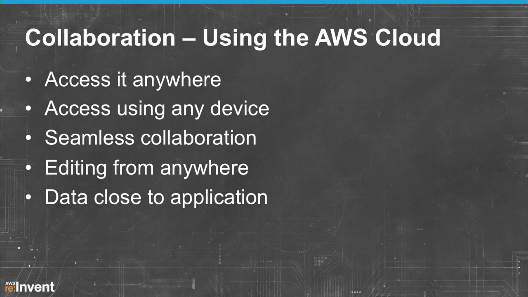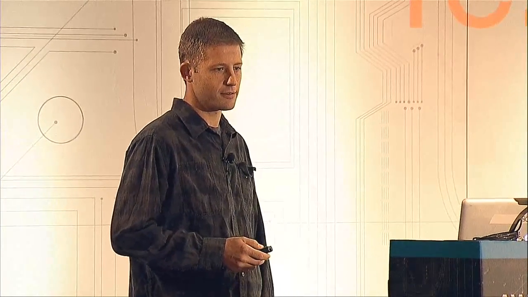This is one more reflection on the advantages of using the AWS cloud for the Autodesk 360 solution. You can access your data anywhere, in the field, in the ditches, underground, on mobile devices, any of the offices you're going to. You can use any device and do seamless collaboration on the data, because the data is sitting in one location. And you can do editing from anywhere. And this is not very obvious, but the fact that the data is close to the application means that the access to the data is much faster. And that can make a big difference.